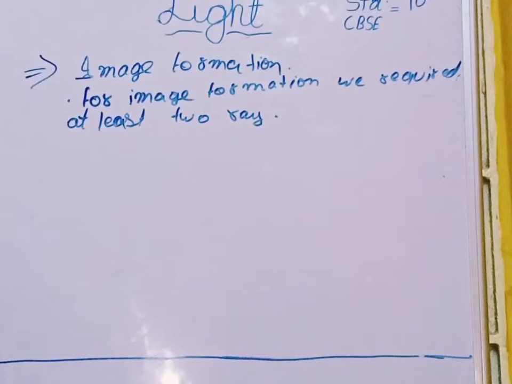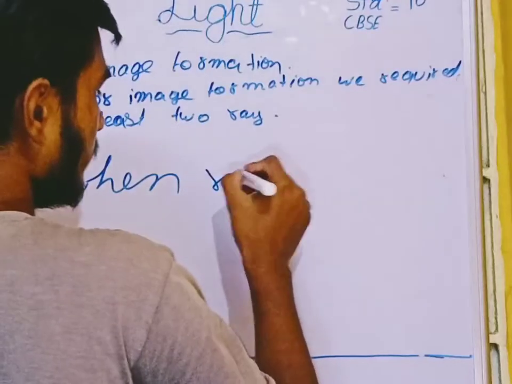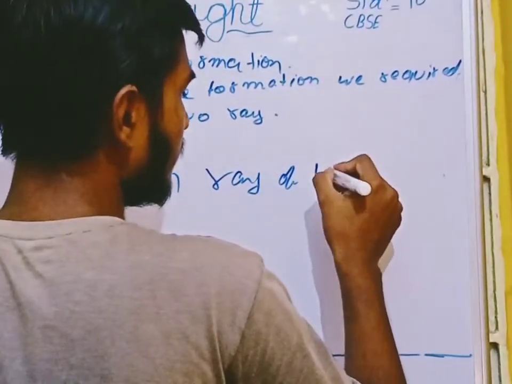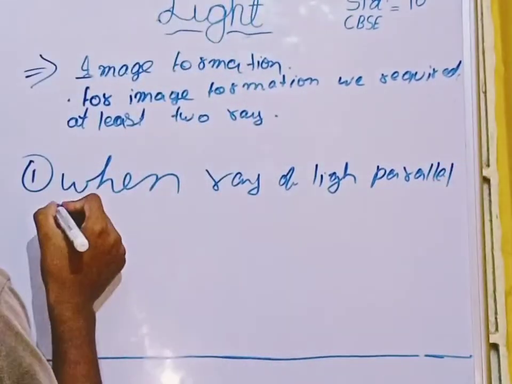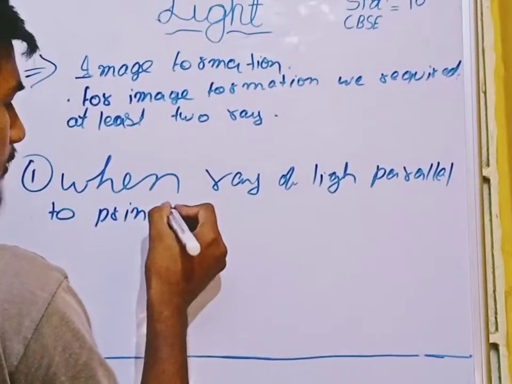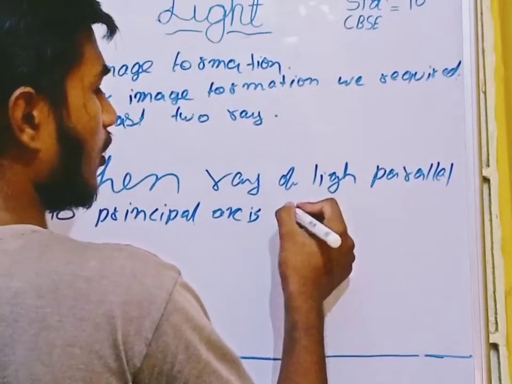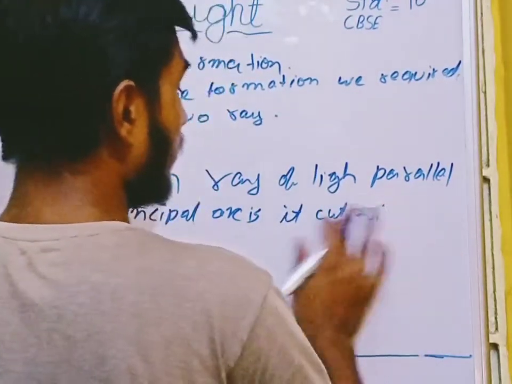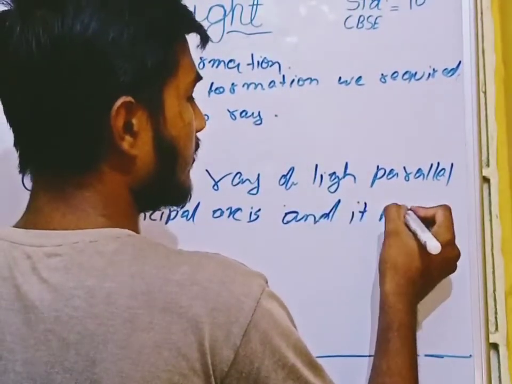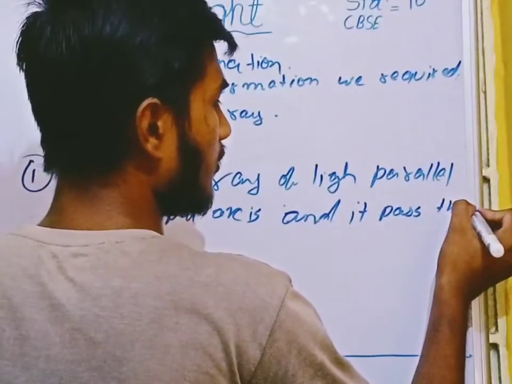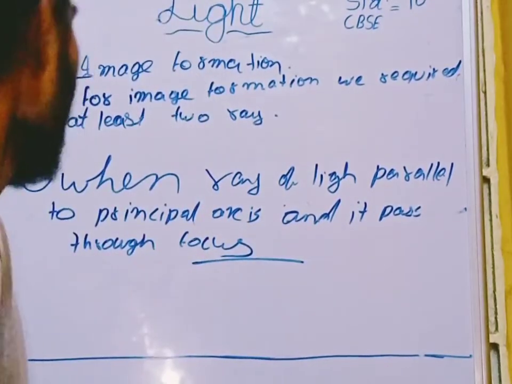Okay, now let us see first. When a ray of light is parallel to the principal axis, it cuts at a point on the axis and it passes through the focus.